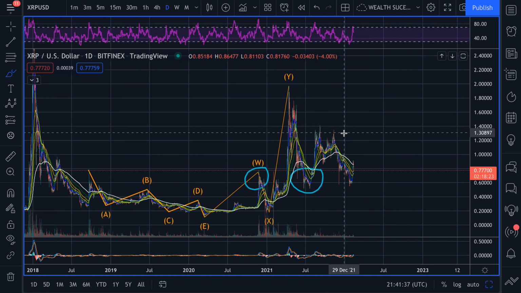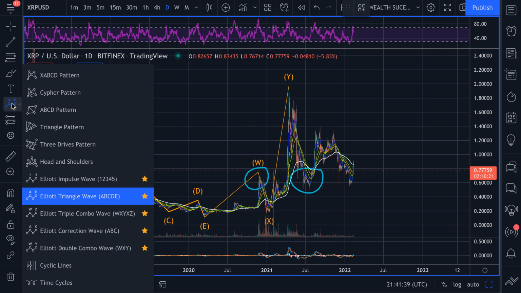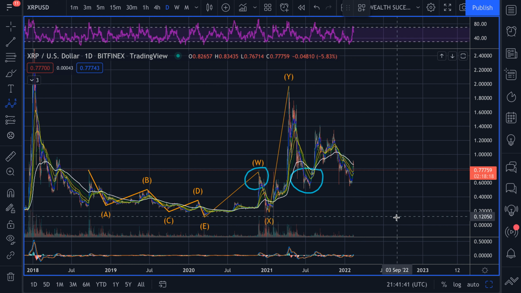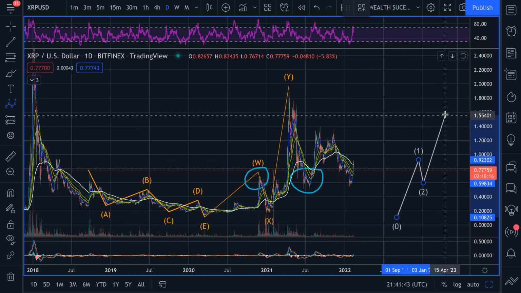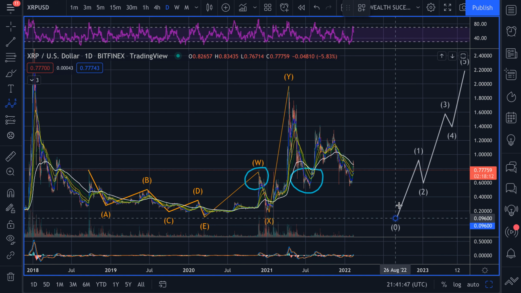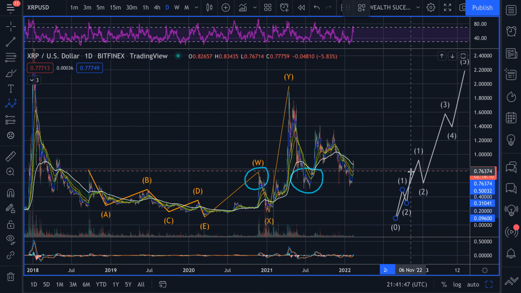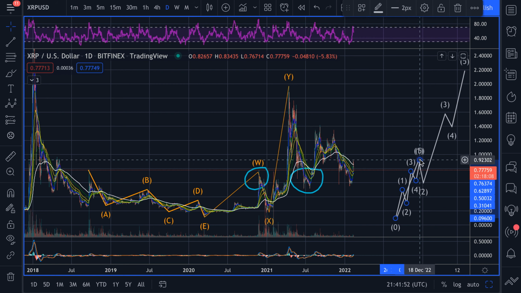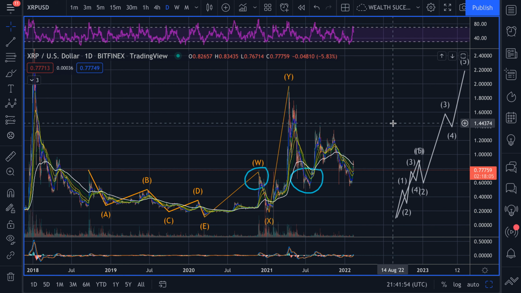When it does start impulsing up and making 5 waves going up at some point with subwaves of 5, then we'll know that it's done correcting. Does that make sense? All right, that's it.